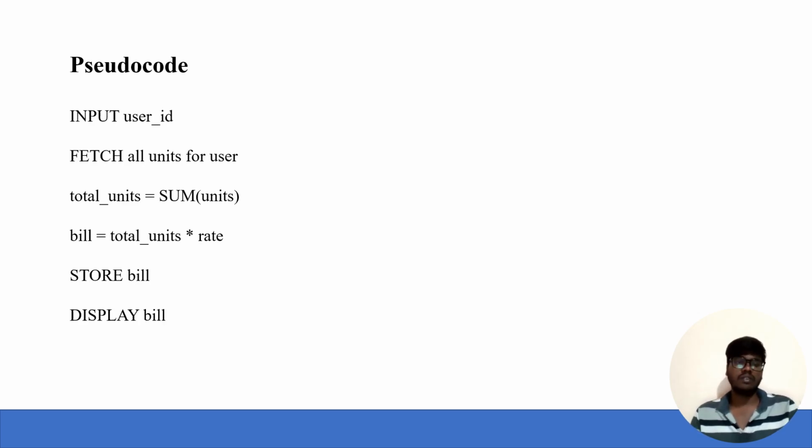This is a pseudocode where we input and fetch all the units, total sum equals sum of units, bill equals total times the rate, then store the bill and display it. This is basically the pseudocode.